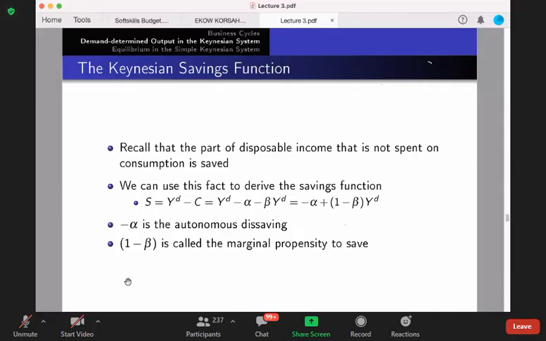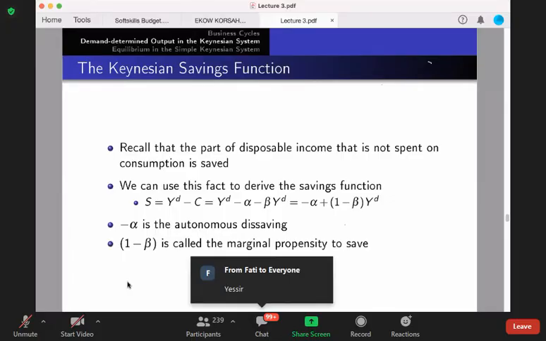So 1 minus beta is when you are putting YD, so YD minus beta YD. If you take out the YD and you form a bracket, what you get is 1 minus beta. Fatih, is that correct? Have you seen it now? Fatih, I'm waiting for your response. All right, good.